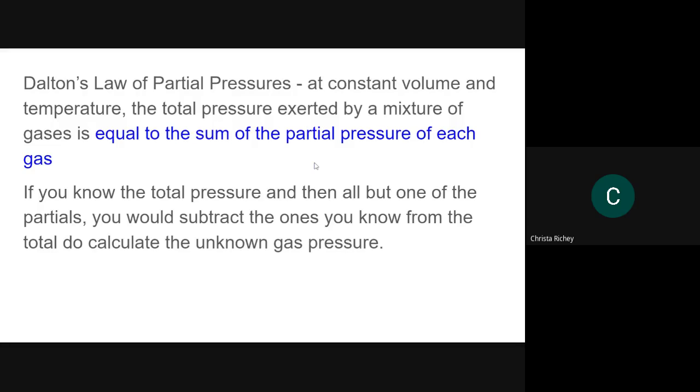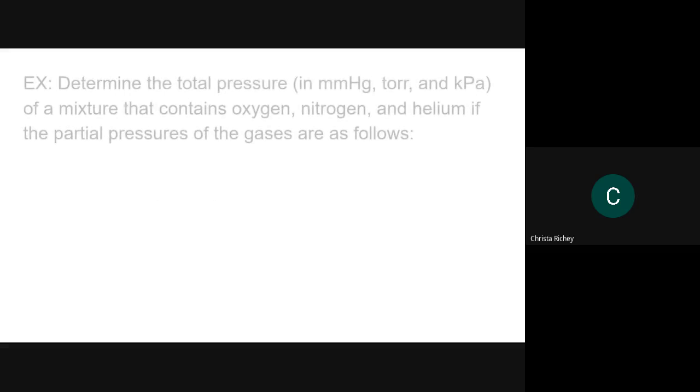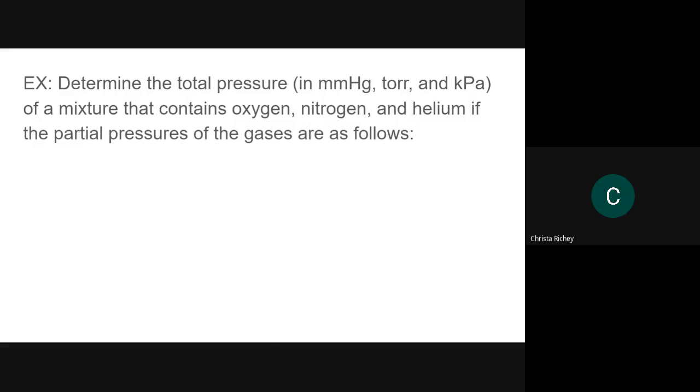All right, so let me show you how to work this thing. I mean, there's no formula. All of the other gas laws have an equation. Don't let it scare you. They're very easy to manipulate formulas. So we're going to determine the total pressure in millimeters of mercury, torr, and kilopascals of a mixture that contains oxygen, nitrogen, and helium if the partial pressures of the gas are as follows.